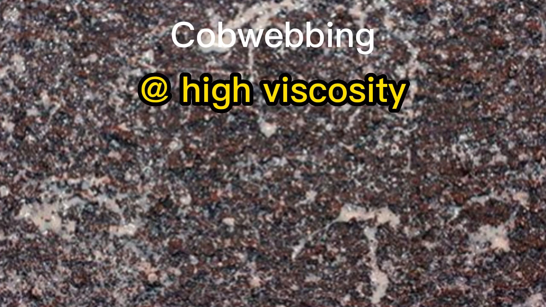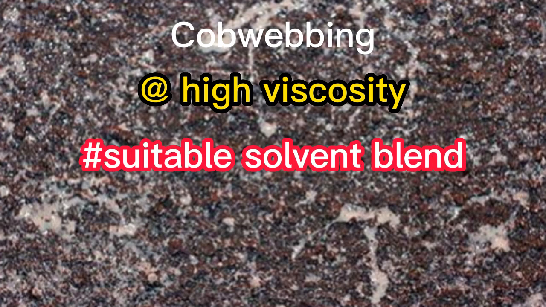First, let's talk about cobwebbing. Cobwebbing occurs when fine filaments are produced instead of normal atomized particles during the spraying of some high molecular weight polymer solutions, such as chlorinated rubber. This defect is caused by too high viscosity and can be prevented by reducing the spraying viscosity, selecting a more suitable solvent blend, and changing the spraying condition.